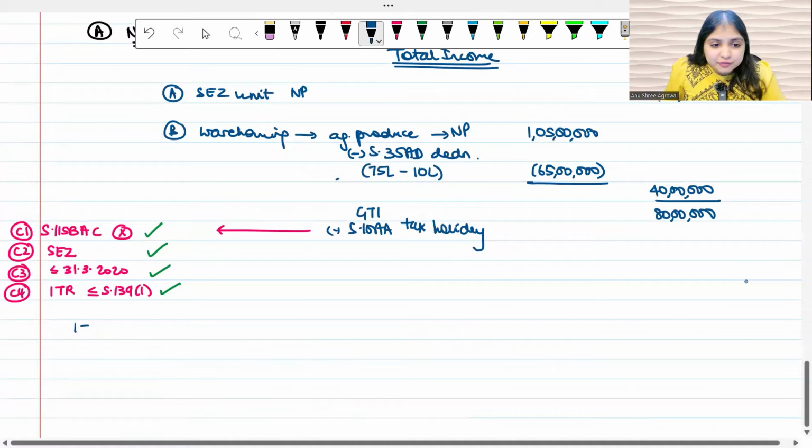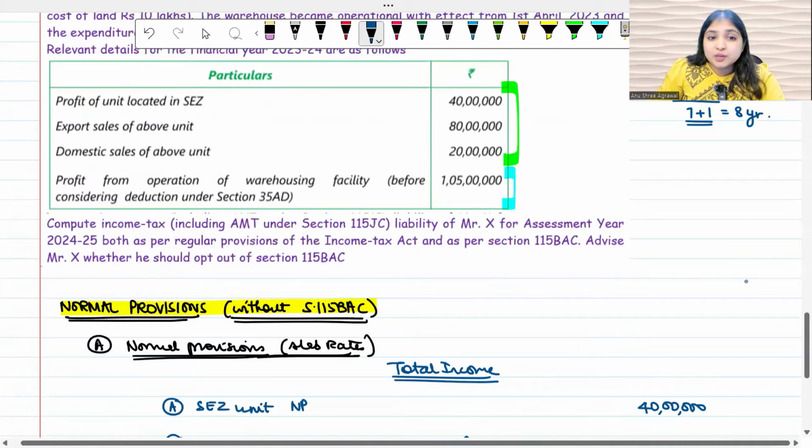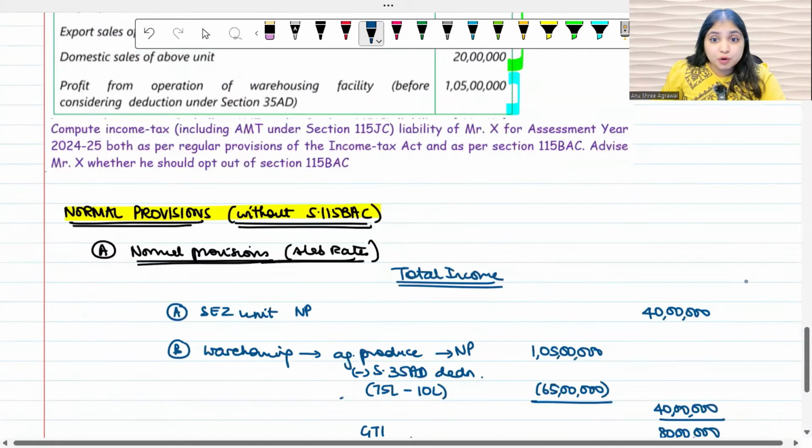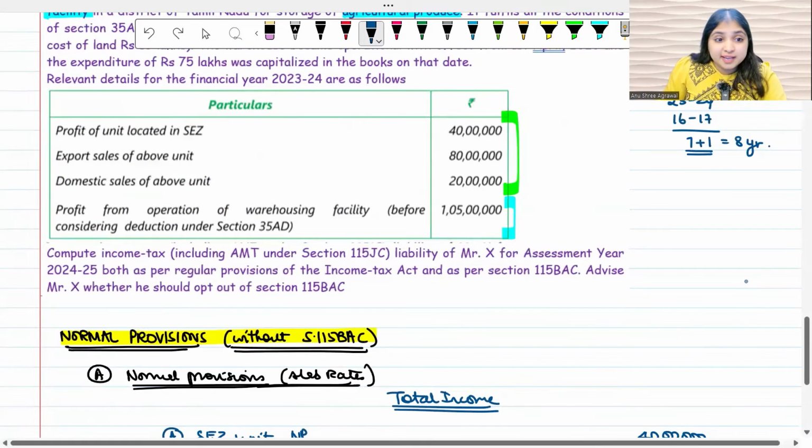So had we been in the first 5 years, you would have given me 100% deduction. If you are in the next 5 years, you will give me only 50% deduction, guys. So my 10AA tax holiday will be 50% of the net profits of this SEZ unit. What is the net profit? 40 lakhs. But 40 lakhs is the net profit of the entire SEZ unit. From the SEZ unit, you're making export sales also, domestic sales also. But how much deduction will you get? You will get a deduction only of that portion of net profit which is from the export turnover.